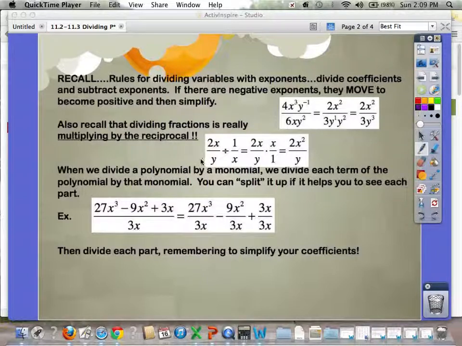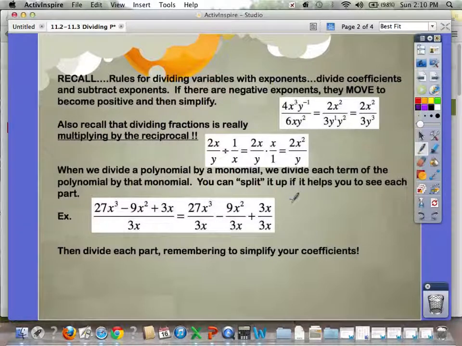So when we divide a polynomial by a monomial, we divide each term of the polynomial by that monomial. You can split it up if that helps you, or you can factor before you get started. So what I've got shown here is where it's all split up, but let's do it as if we were going to factor. So let's just focus on the problem. What do you see in common in the top alone? Okay, we definitely have 3, and we also have an x in common, so we're going to take a 3x out.